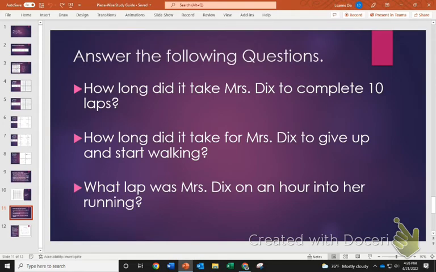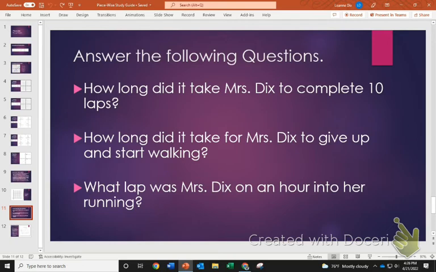Please make sure you include a unit, otherwise I will fill in some random thing like gophers and be like, why do I have 70 gophers? Why are we talking about gophers when you should be talking about time? But anyway, please make sure that you include your units. How long did it take for Mrs. Dix to give up and start walking?